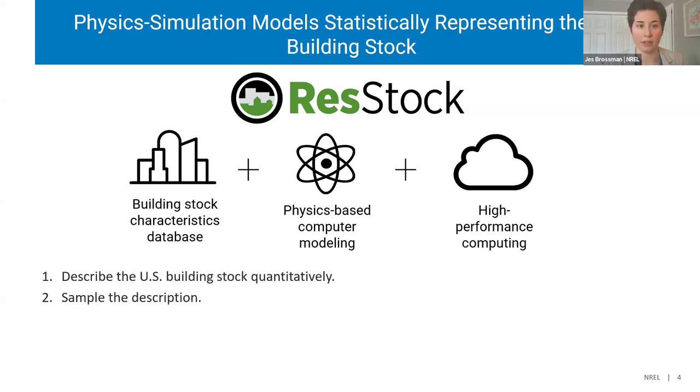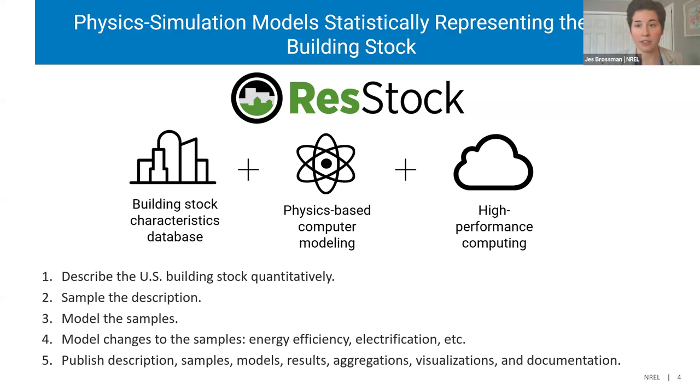So a little bit about our workflow. First, we try and describe the housing stock quantitatively with all of the data that we've collected. Then, because there are more than 500,000 homes in the US, we take a sample. Then we model all these samples and we look at different changes and what those results look like after applying them to all of our samples. Then finally, we publish all of our results. These include details about the sample, some results, some different visualizations, and some documentation as well. We'll go over a lot of this during our webinar today.